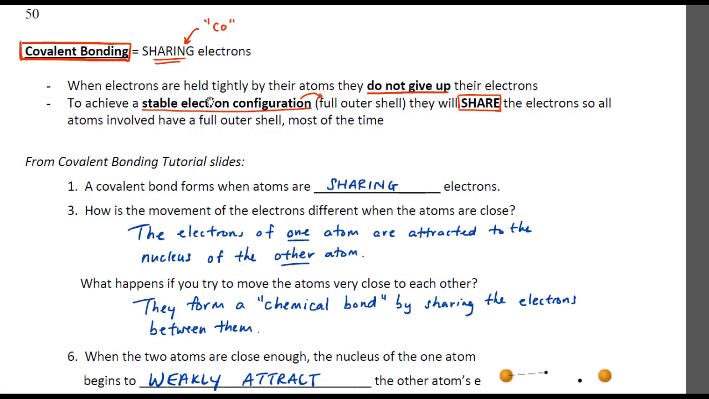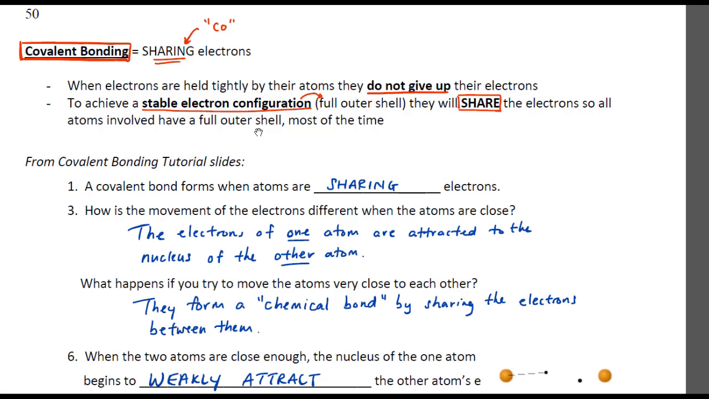Okay? When the electrons are held tightly by their atoms, in other words, they're more than half full, they do not give up their electrons. In order to become stable, if they're not going to give electrons away and they want to become stable and fill up their shell, then they're going to have to share electrons. That's the only way. If they're not able to steal them from a metal, then these non-metals, which is what we're dealing with here, they're going to have to just share custody of those electrons.